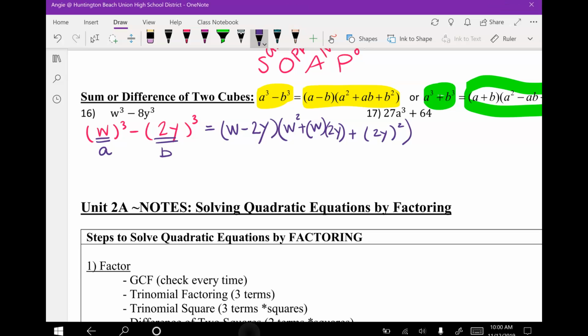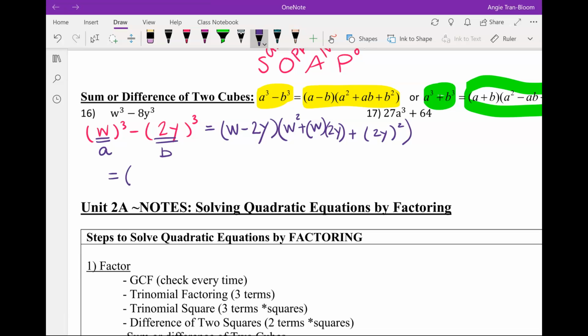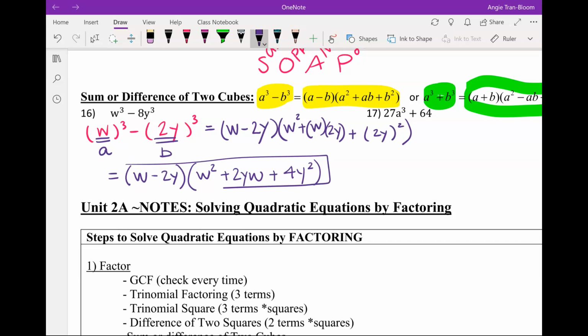So our final answer, the factors are w minus what? 2y. Close it up. W squared. W times 2y is the same thing as writing 2. Do you guys want to write the y in front of w or w in front of the y? 2yw, sure. Plus, what's 2y quantity squared? 4y squared. And that's what we should get all the time for this question.